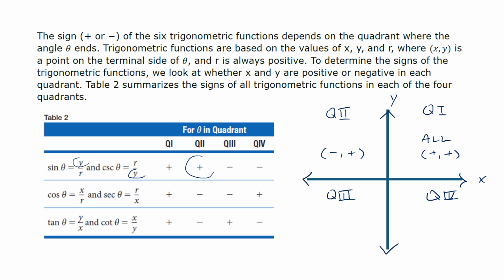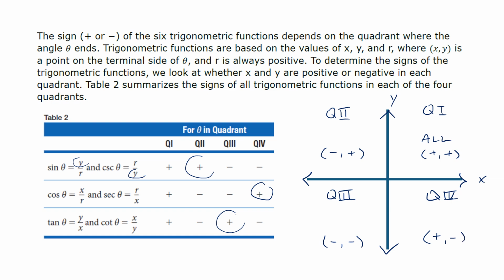In quadrant 3, tangent and cotangent are positive. They are defined in terms of x and y. So if x and y both have the same signs, your expression is going to be positive, because positive divided by positive is positive, negative divided by negative is also positive. In this case, our x and y are both negative, and so a negative divided by a negative is a positive.